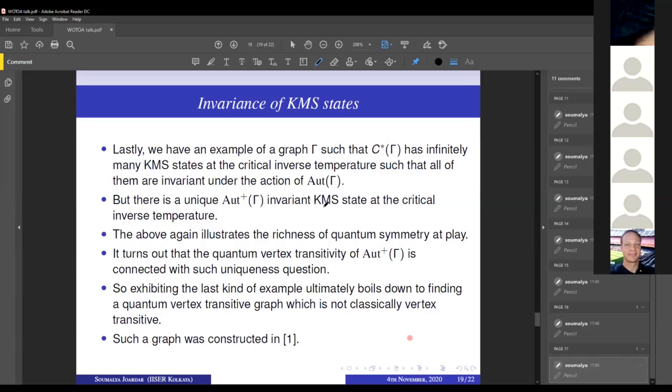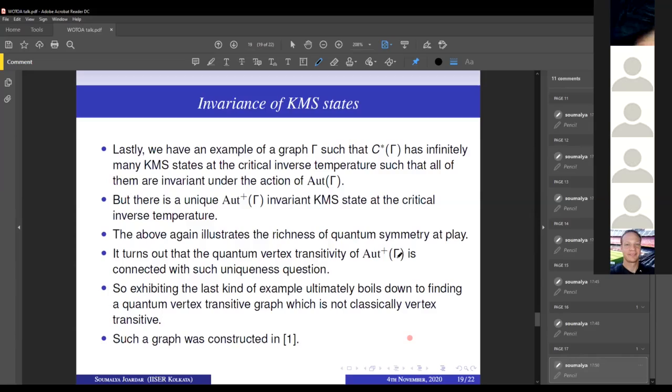And how we did that, very quickly, I can tell that the quantum vertex transitivity of Aut+(Γ), we know what is quantum vertex transitivity. This is quite different from vertex transitivity, but it was proved fairly recently that quantum vertex transitivity and vertex transitivity are really different concepts.